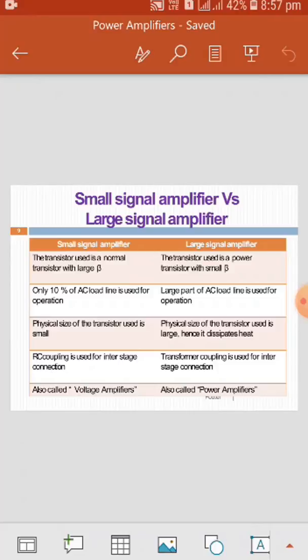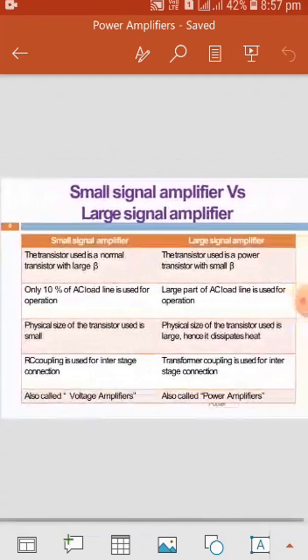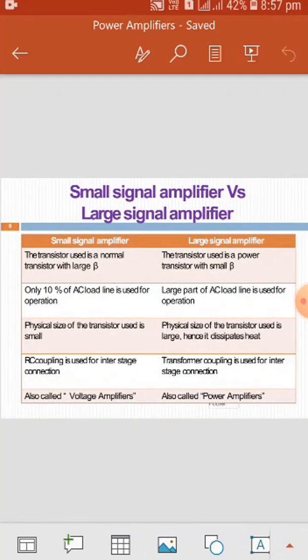And in a small signal amplifier, if we want to go with cascading connection, then we can prefer RC coupling, which is not applicable in the case of a large signal amplifier. Transformer coupling is used for interconnection of stages. And with respect to the load line concept, only 10% is used effectively in a small signal amplifier, whereas most of the load line is used for the working condition in a large signal amplifier.